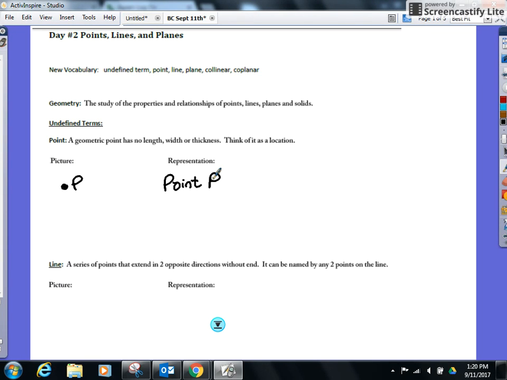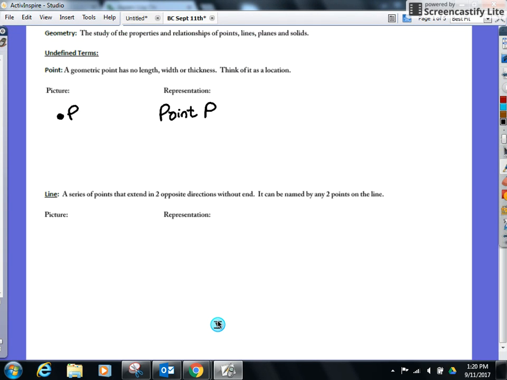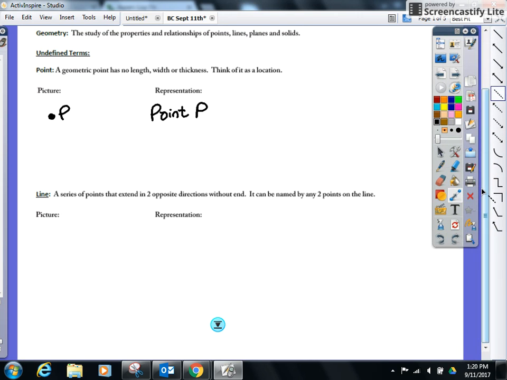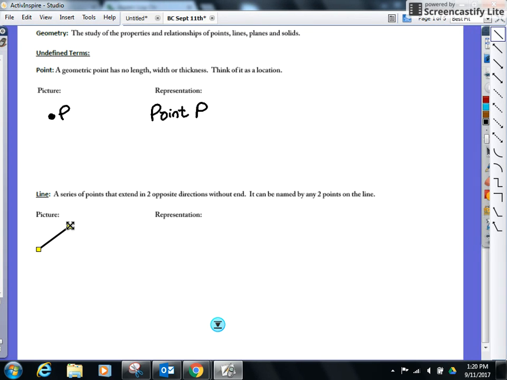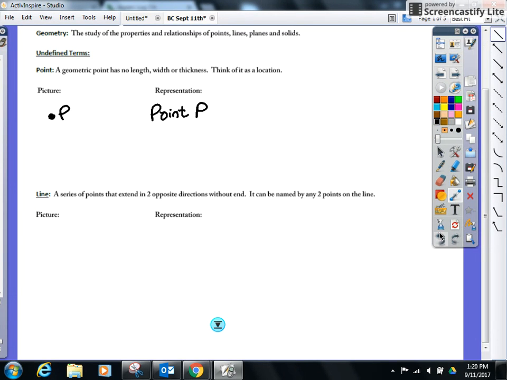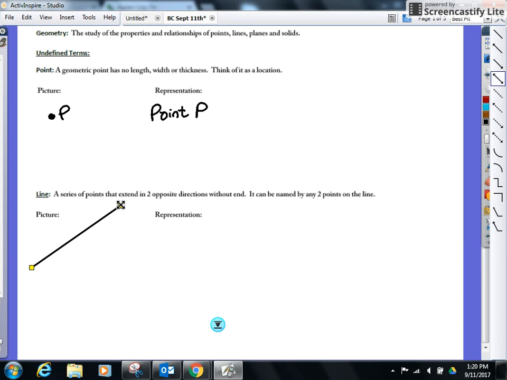Now, if I put infinitely many points together, I get what's called a line that goes off in infinite directions both ways. So the line, this right now is not good enough. Try that again. This right here, guys, not good enough. Why not? It ends. I got to put arrows on that. All right, so there we go.